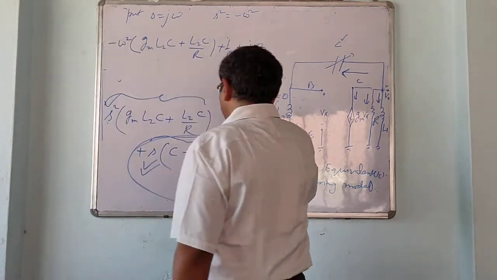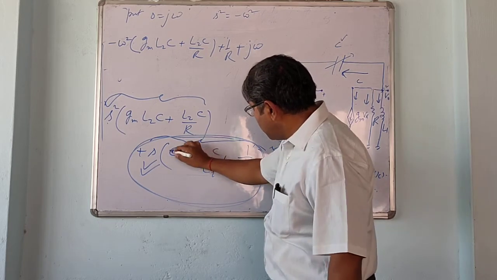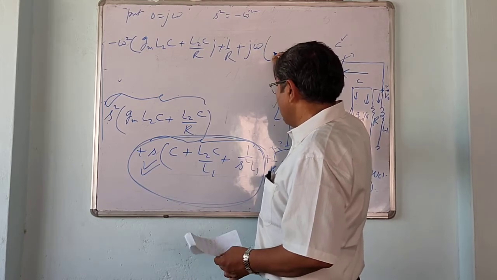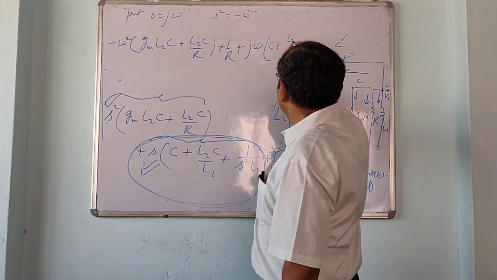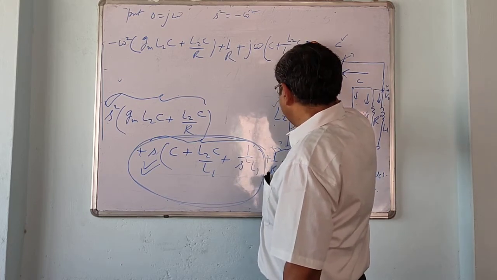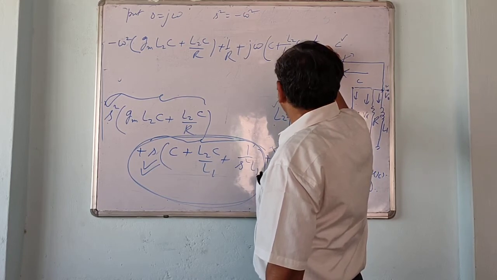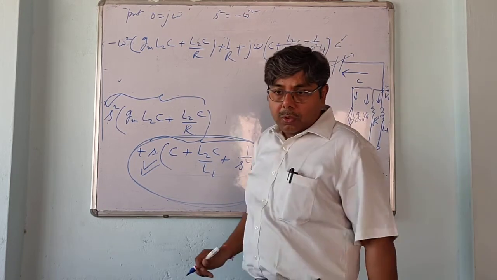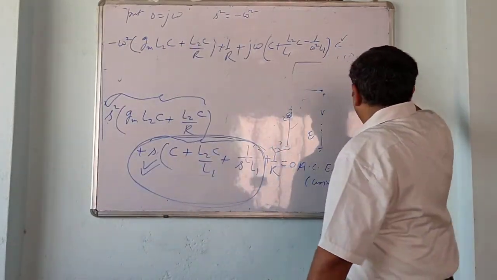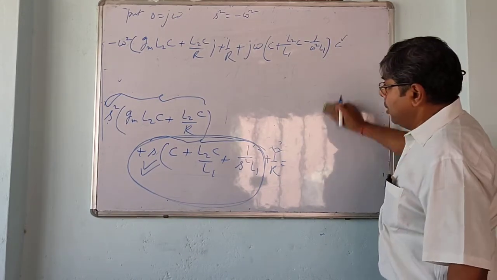So from here this will become omega square. In the bracket all three terms are real. Outside this is j omega. So this is C plus L2 upon L1 C plus this S square, that is minus 1 upon omega square L1. So yes, you can find out the frequency of oscillation.